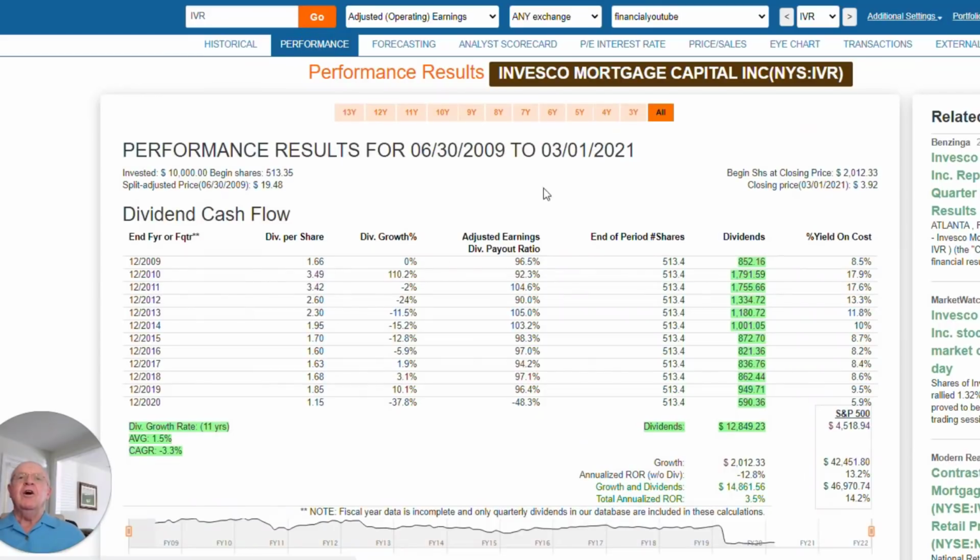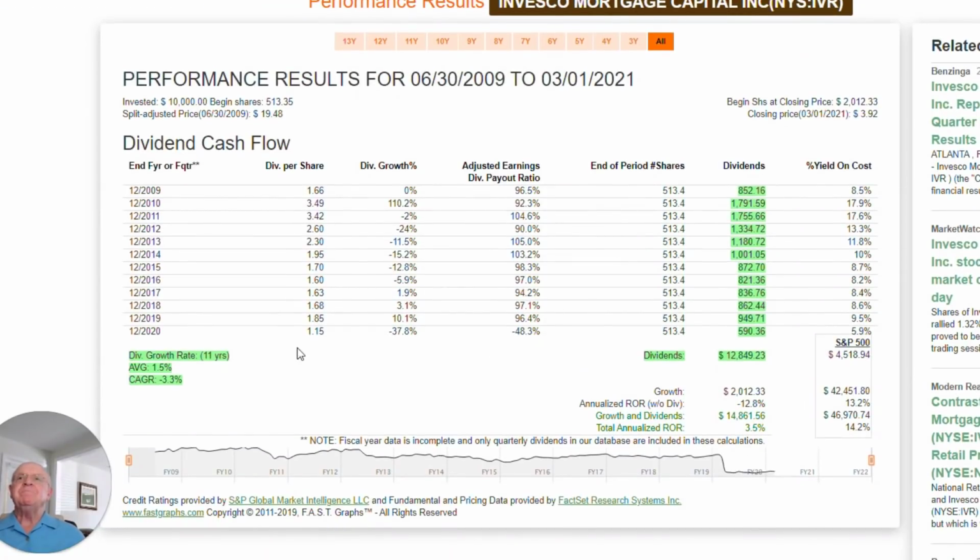But if I look at the long-term performance of this company, a $10,000 investment made essentially when it went public in June of 2009 would have thrown off $12,849 in dividends versus only $4,500 in the S&P. But that $10,000 investment would have shrunk to only $2,000. In other words, you'd have lost almost 80% of your capital, an annualized loss of 12%. You end up eking out a positive rate of return, but all of it thanks to the dividend.